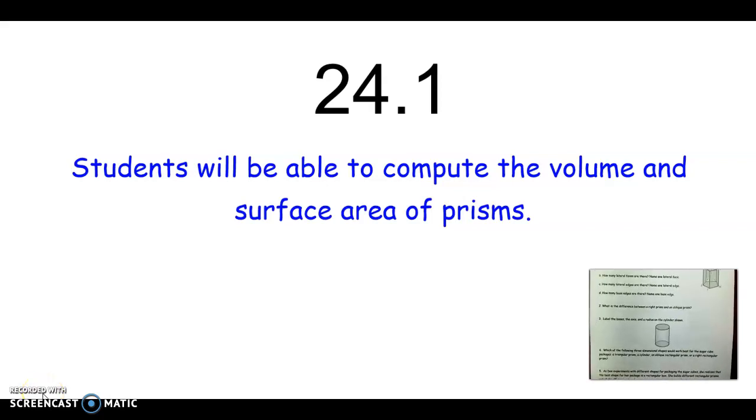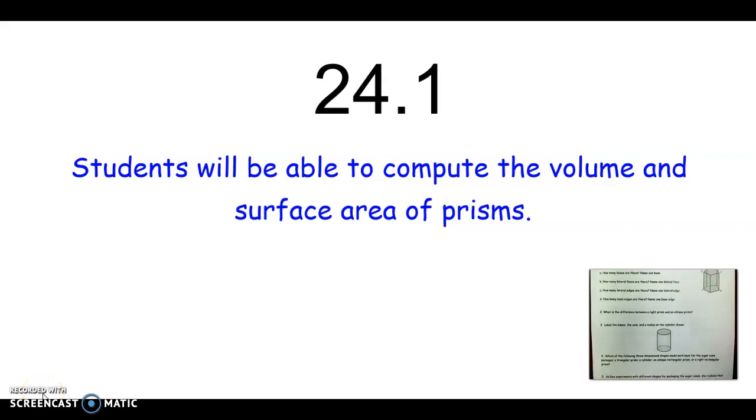We're starting in topic 24 today. In this lesson, we're going to be looking at computing the volume and surface area of prisms.